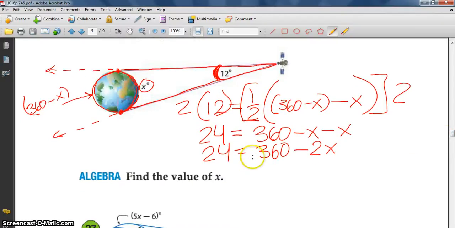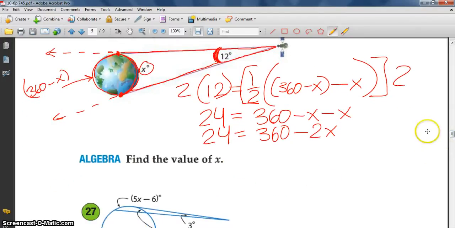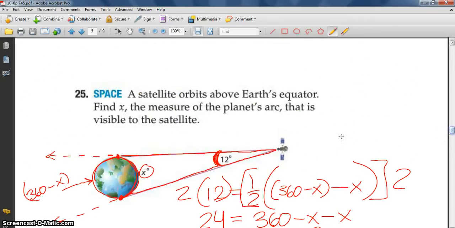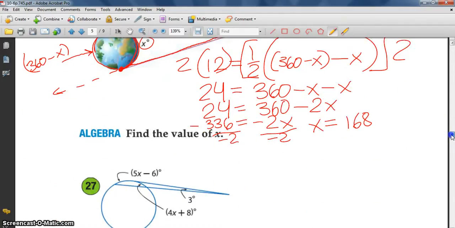Let's subtract 360 from both sides. In doing so, we will get negative 336 is equal to negative 2x. So divide both sides by negative 2. And therefore x is equal to 168. So let's make sure that's what the problem's asking for. Yes, find x. There it is. 168 degrees.